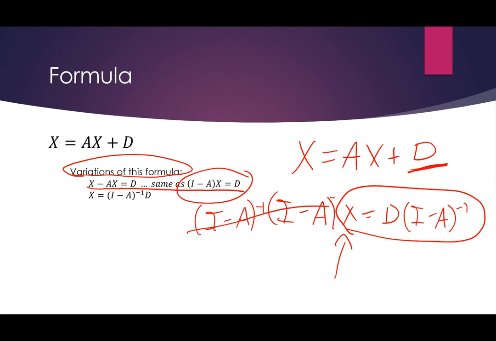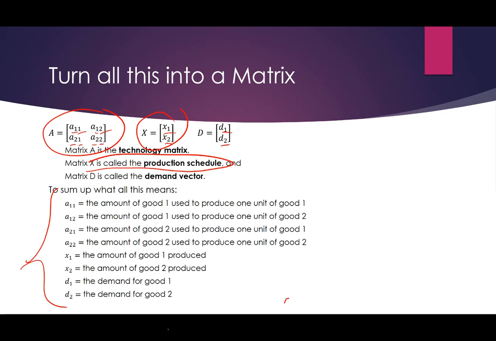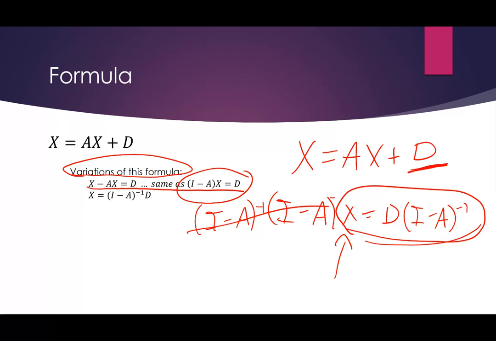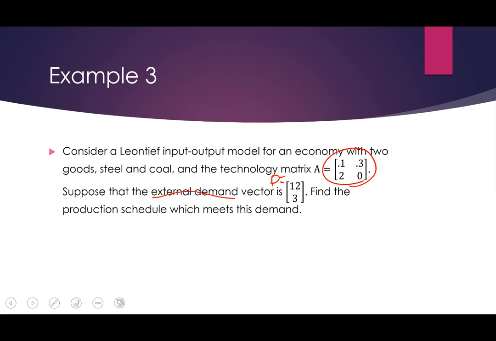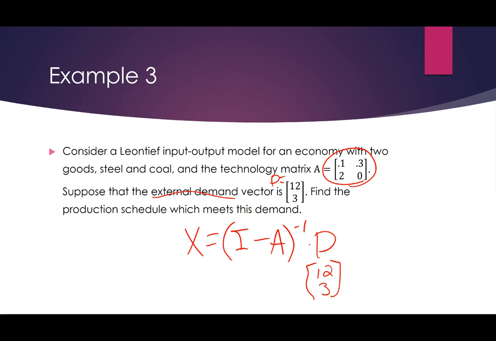So if we go back to our formulas, we are looking for a production schedule. We're looking for X. X is our production schedule. So I'm going to use this version of that formula since it already has the X by itself. I think that'll be easiest. So X equals (I minus A) inverse times D. So I already know what the D matrix is. It's 12, 3. But now what I really need to do is find the (I minus A) inverse matrix.